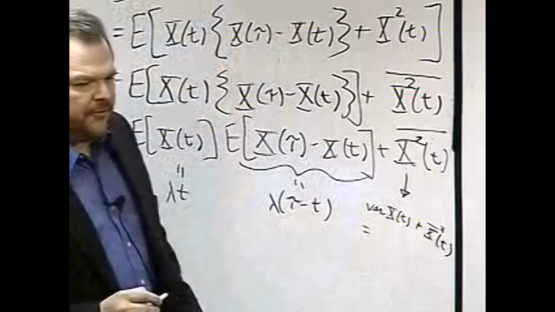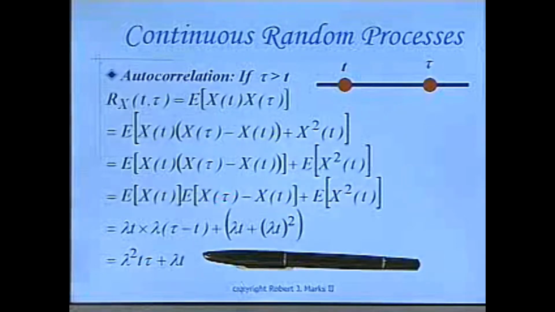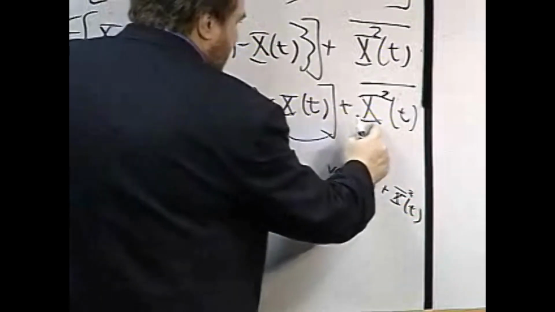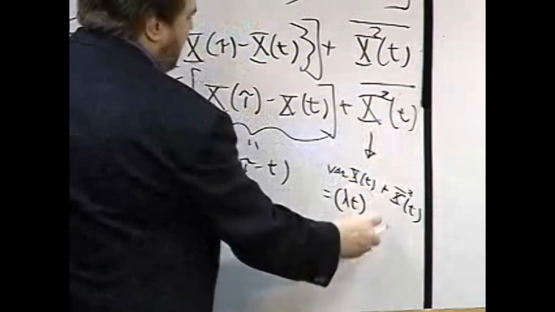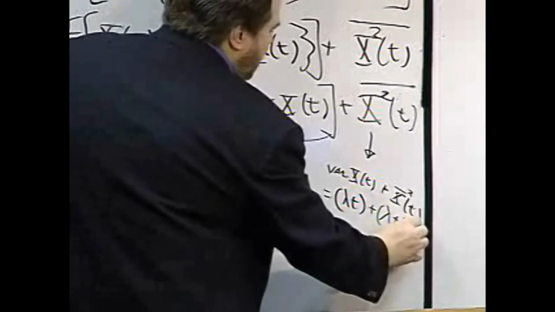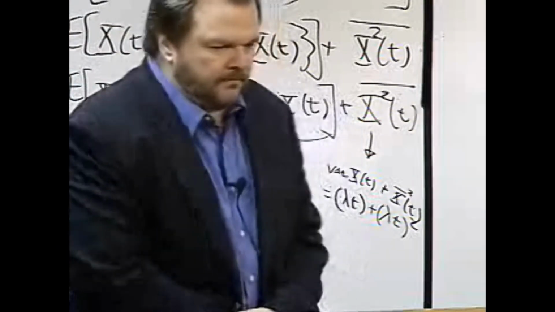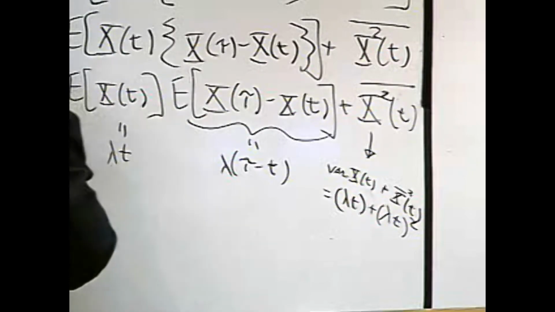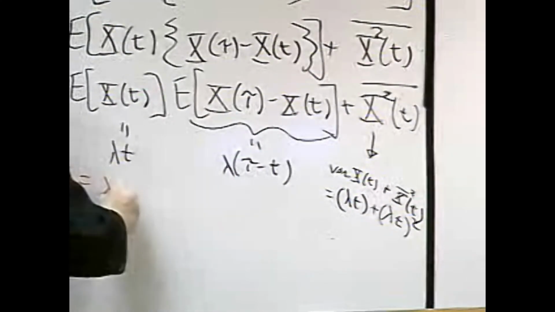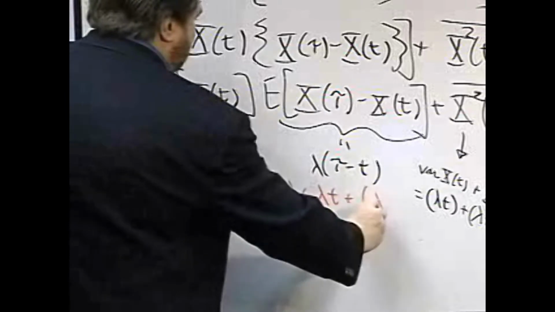the variance we have seen is equal to NPQ, right? That was equal to the variance, which in our case is equal to lambda T. The number of points here is just lambda T. The variance of the process is equal to lambda T, and the mean is equal to lambda T also. So that's this result. Therefore, this expected value is simply equal to lambda T times lambda tau minus T, plus lambda T, plus lambda T squared.